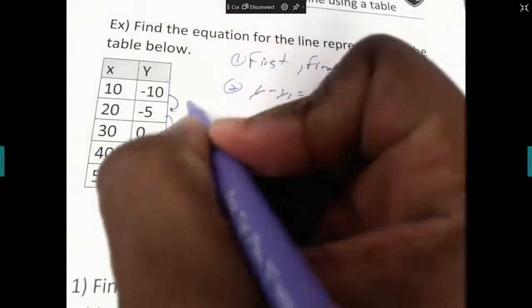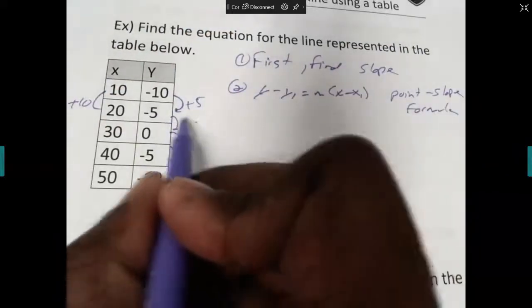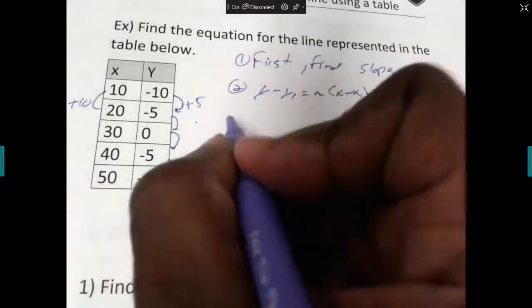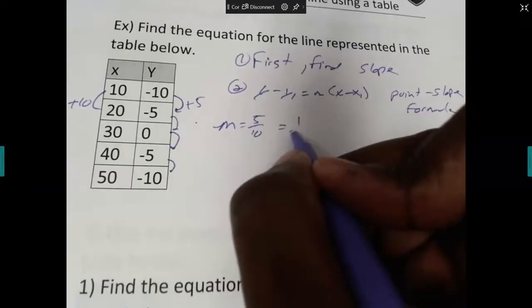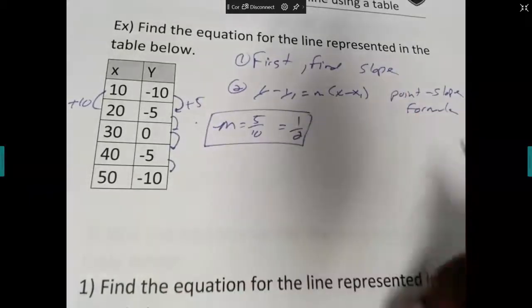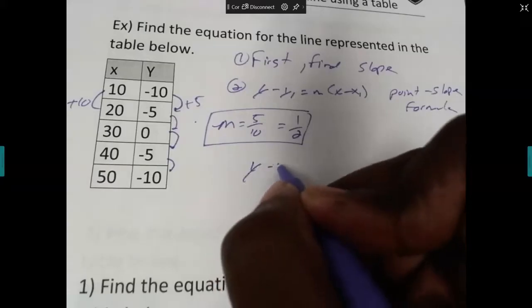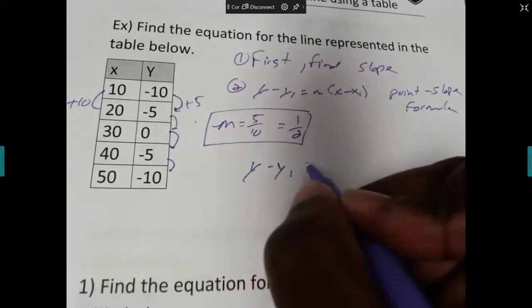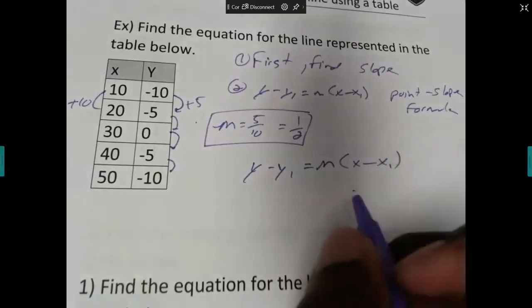It looks like it's going up by 5 here. Here, it's going up by 10. My slope is 5 over 10, rise over run. So m is 5 over 10, or even better, 1/2. I now know my slope. And not only that, I know lots of points. So I'm going to use the point slope formula to continue.